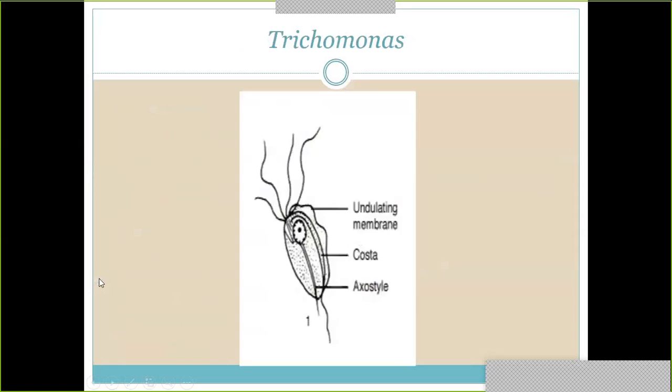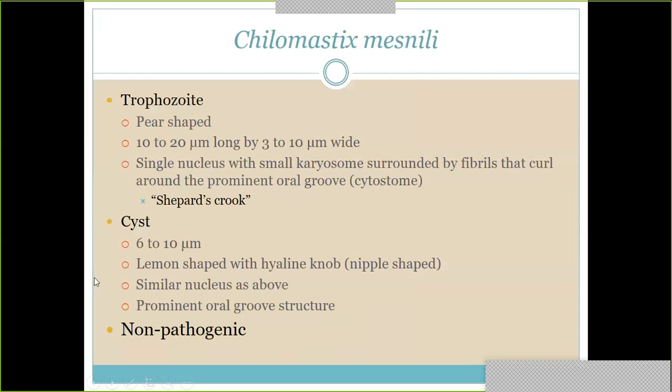All right, so now we'll go back to our next flagellate, which is Chilomastix mesnili. This is non-pathogenic, but I do want you to be aware of it and remember it. In the trophozoite stage, it'll have what we call a shepherd's crook. It'll have these fibrils that curl, and they make this shepherd's crook. If you think of Mary had a little lamb, and she always held that hook in her hand, that's what a shepherd's crook looks like. As far as the cyst stage goes, it's kind of like a lemon shape with a knob on it.